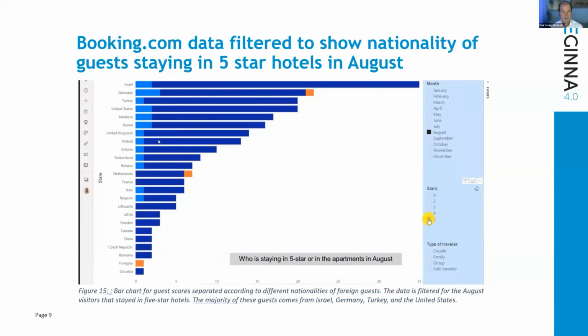That's because Odessa used to have a very large Jewish community, and a lot of them still come back from Israel to visit the city during the summer. Then a lot of people coming from Germany and Turkey, United States, Moldova, and so on. Those of you from Italy, you're round about down here somewhere. Surprisingly, even though Italy has very strong historical links with Odessa, it's not heavily visited by Italians.